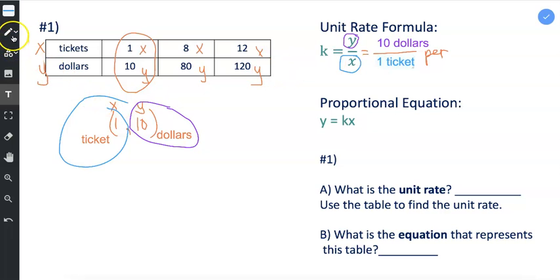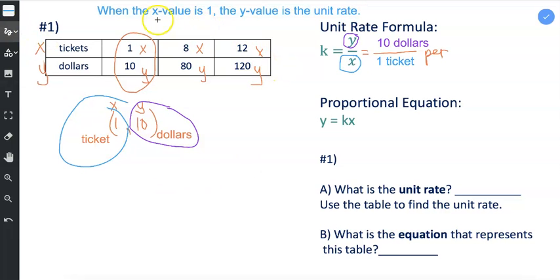And then I just want to take a moment here to remind you that when the x value is 1, the y value is the unit rate. So this point is special. This is true in this example. The x value is 1. And when the x value is 1, the y value is the unit rate. So the unit rate here is 10.